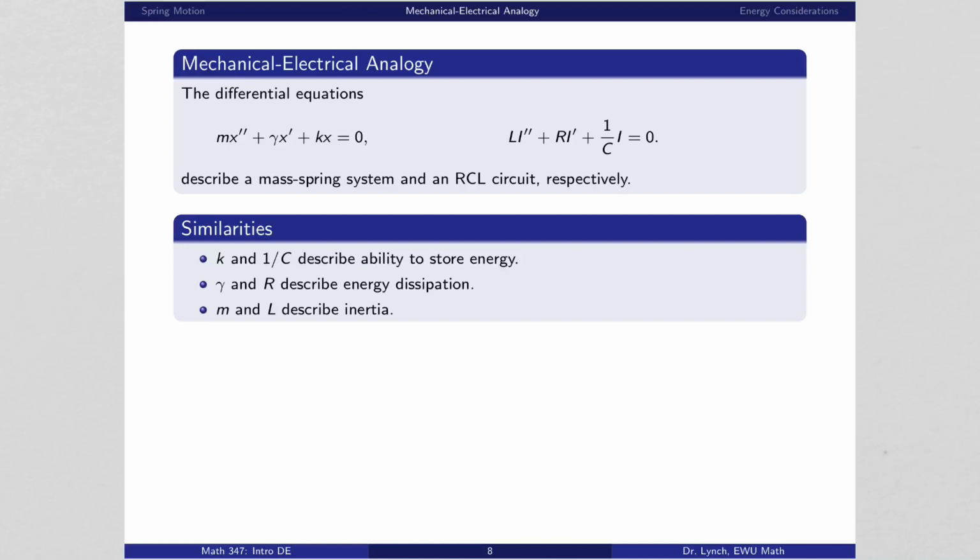So just like one would charge up a capacitor, one can think about compressing a spring to store energy. Similarly, gamma and R describe energy dissipation. So a resistor as well as a frictional force both describe how energy is taken from the system. We'll see that more clearly in just a second. And then finally, in some sense, the mass and the inductor, described by their constants M and L, describe inertia of the system. Okay, so there's a pretty big parallel between the mechanical and the electrical systems that we've been talking about.